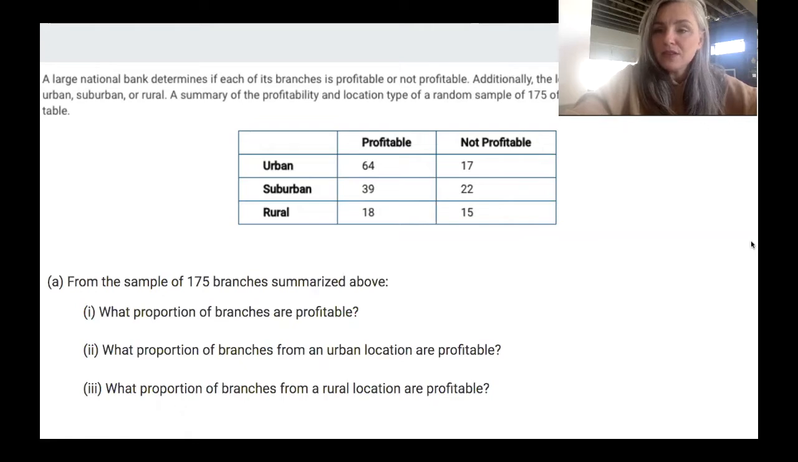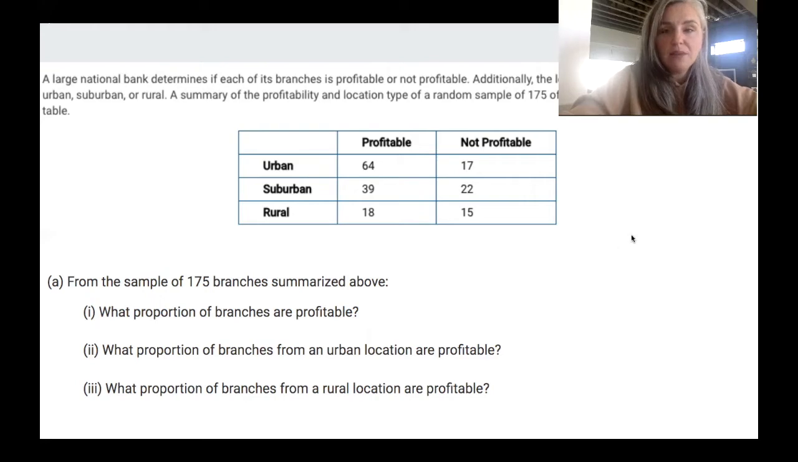I'm going to move myself so that I can read it. It says a large national bank determines if each of its branches is profitable or not profitable. Additionally, the location of each branch is classified as urban, suburban, or rural. A summary of the profitability and location type of a random sample of 175 of the bank's branches is shown in the table. So you can see here's the table of the banks, profitable, not profitable, urban, suburban, rural.